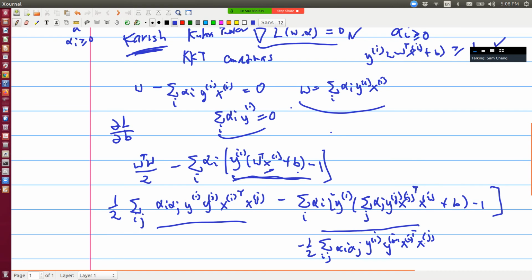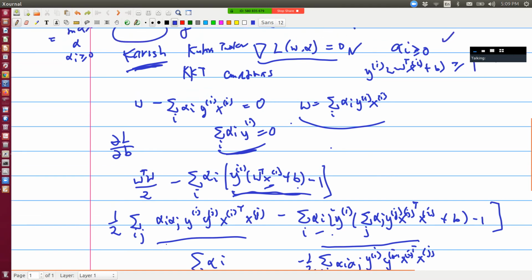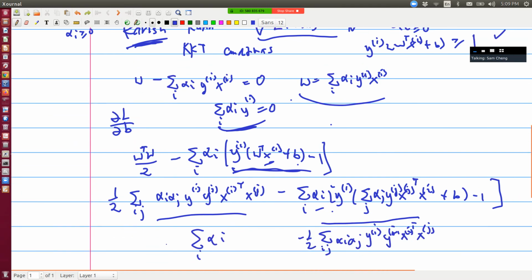And then I have this multiplied by b, but we already saw that this is equal to 0, so this term is gone. The only term I have left is this multiplied by minus 1. So therefore it's just plus the sum over i of alpha_i. So the dual optimization becomes like this, and I will try to solve this instead.